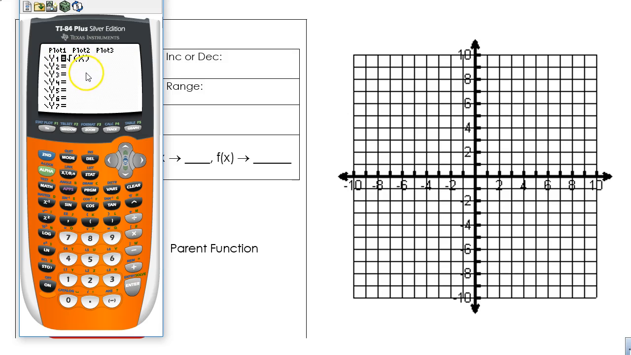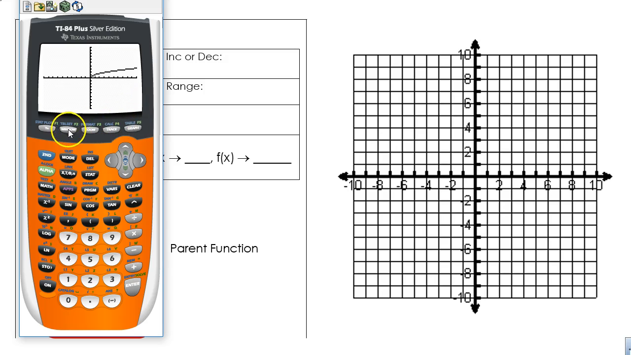Now, if you want to take a look at what the graph looks like, a very good zoom is to choose zoom standard, number 6. Zoom standard goes from -10 to +10 in both directions. You'll notice the graph we have provided on the right does the same thing. It should look kind of like this guy here. And you'll notice with the square root function that it starts at the origin and increases to the right forever from there.